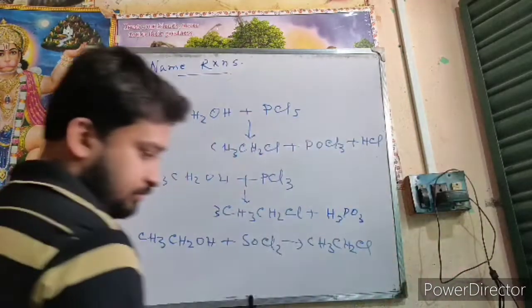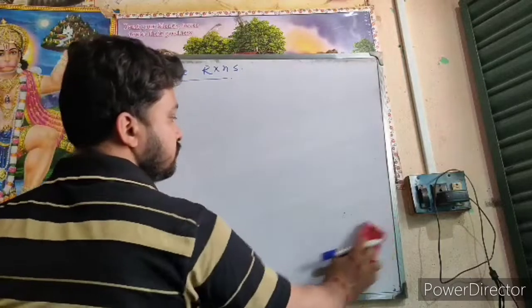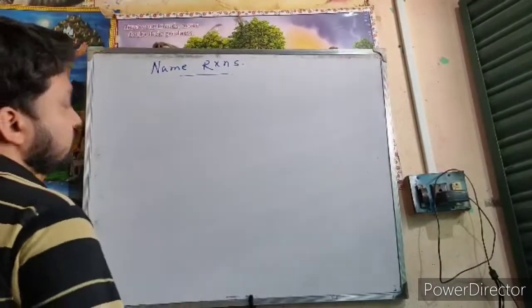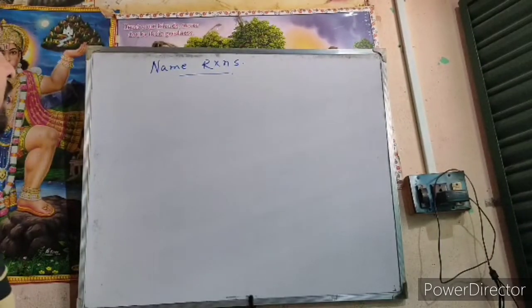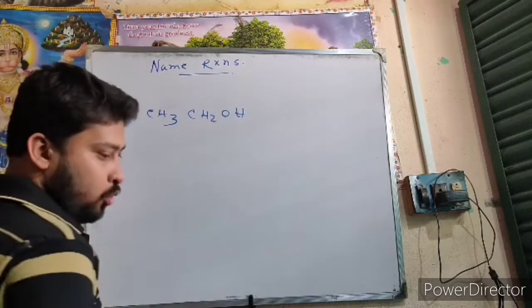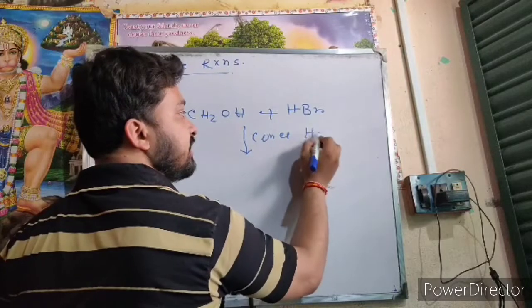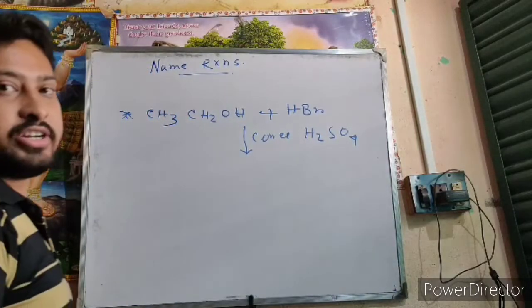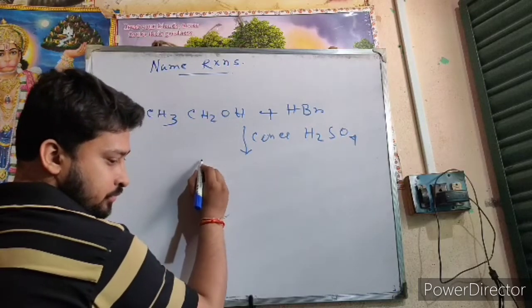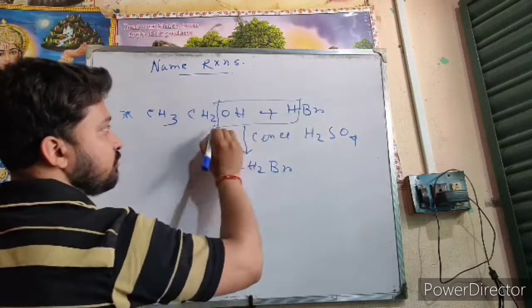Now the next problem. The next problem is PCl3, PCl5, and if you take CH3CH2OH and react it with HBr in the presence of concentrated H2SO4, you get this product CH3CH2Br. So water is removed from here.